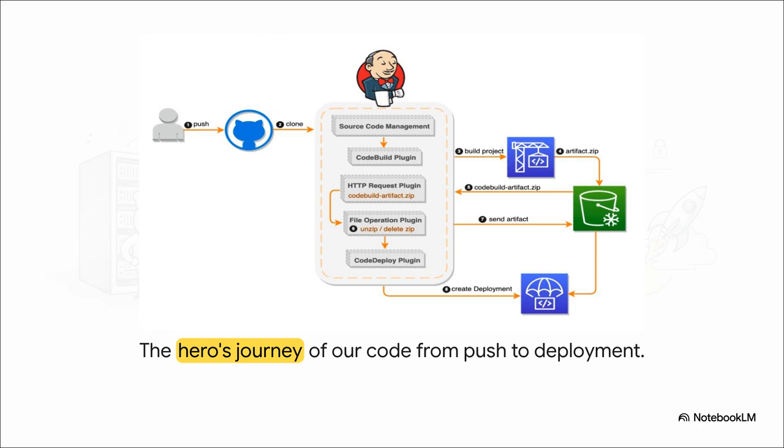Then, using a plugin like AWS CodeBuild, Jenkins builds the project and creates a zipped artifact. Jenkins handles that artifact through HTTP requests and file operations before securely uploading it into an Amazon S3 bucket. Finally, a deployment plugin, like AWS CodeDeploy, takes over and pushes that application from the S3 bucket straight out to your live target environment.